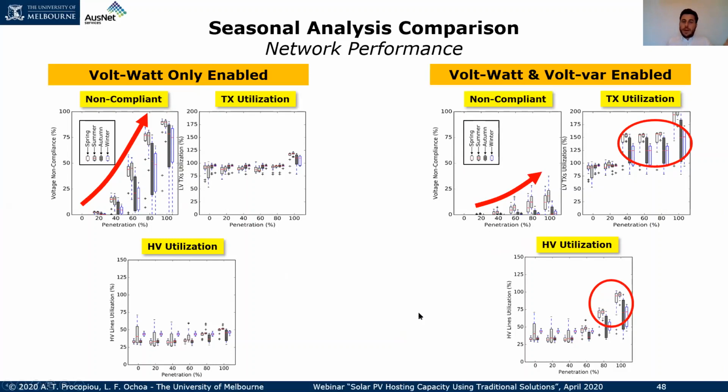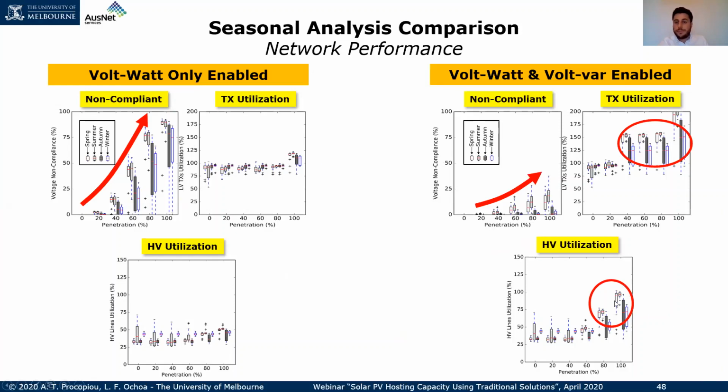On the left-hand side, we have the results with the VolVat function only enabled. And on the right-hand side, we have the VolVat with the VolVar enabled. And you can clearly see the benefit that comes through enabling these functions, where the number of non-compliant customers is significantly reduced. However, as we said previously, the utilization level of the assets increases slightly.